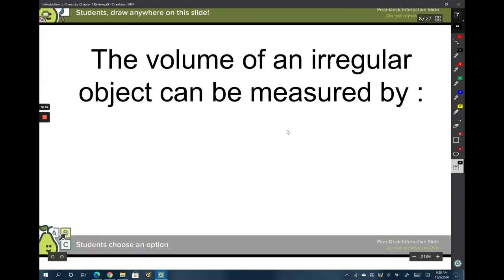The volume of an irregular object can be measured by, and we just did this one a moment ago, water displacement. We would use water displacement in order to find the volume of an irregularly shaped object. I'm looking to make sure that that's the correct one.